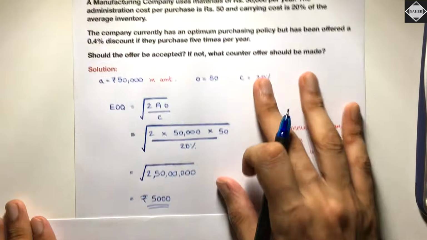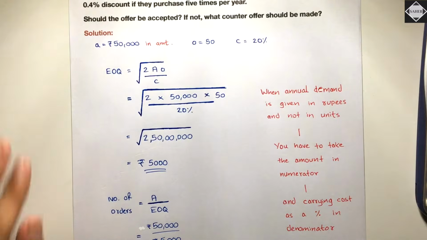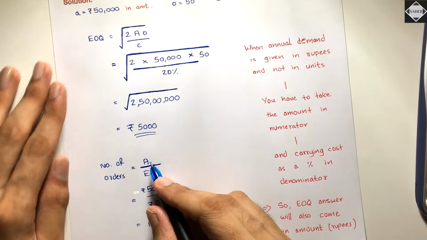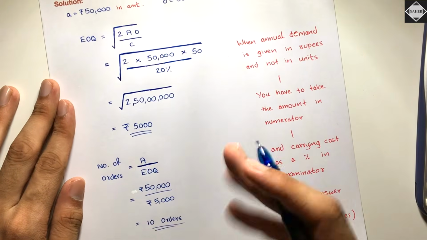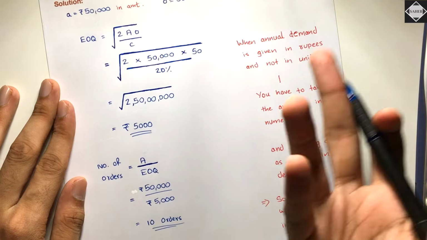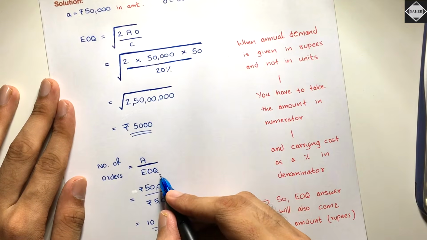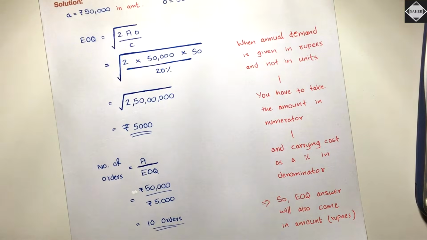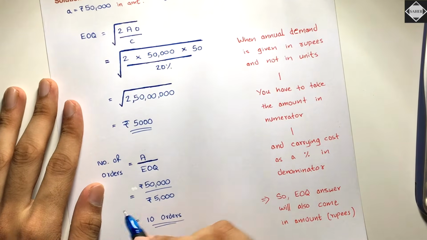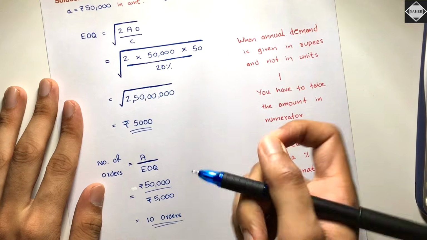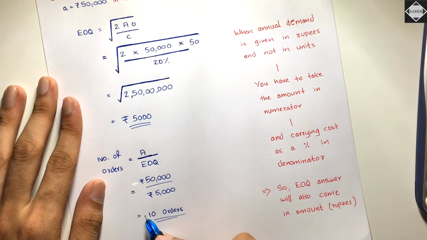It's logical. So see here, the calculation, number of orders is equal to annual demand divided by EOQ. You don't have the units, you don't have annual demand in units, you don't have EOQ in units. So that's why you have to use the amounts only. 50,000 rupees amount divided by 5,000 rupees in amount, you will get 10 number of orders, right?